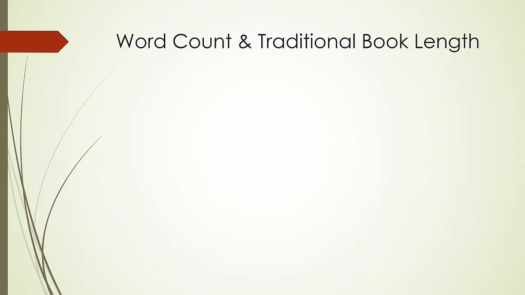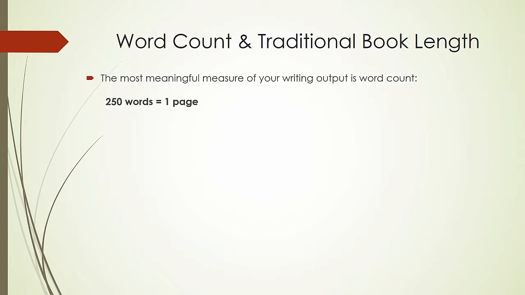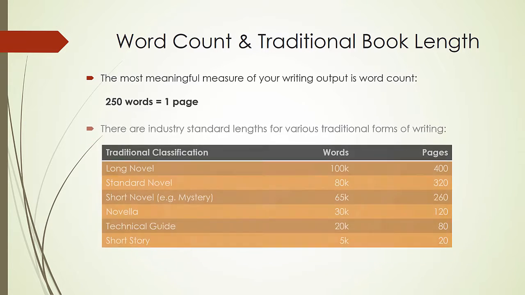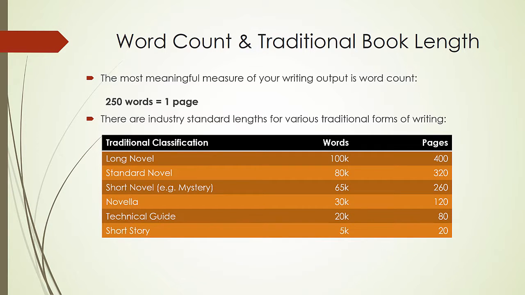But now I want to talk about word count and traditional book length. The most meaningful measure of your writing output is word count, and about 250 words equals one page. There are industry standard lengths for various traditional forms of writing. For instance, a long novel is 100K words, or about 400 pages.